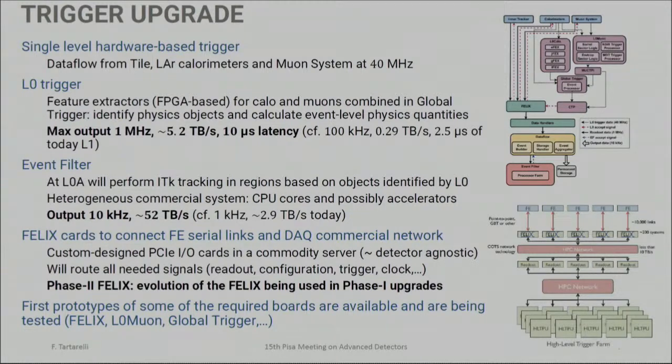Then, at the Level 0 accept, there will be tracking in ITk in a region based on objects identified by Level 0. And the event filter will be a heterogeneous commercial system with CPU cores and possibly accelerators. Then the output will be about 10 kilohertz.